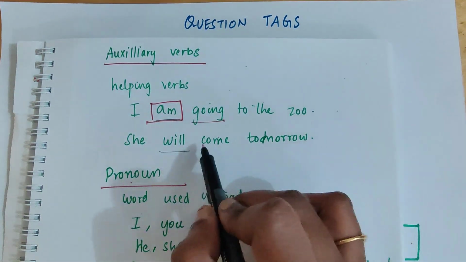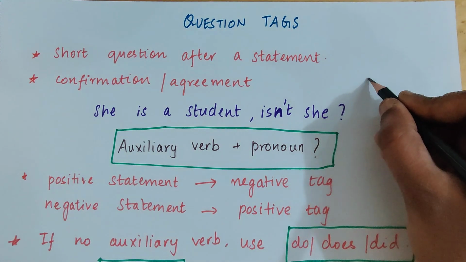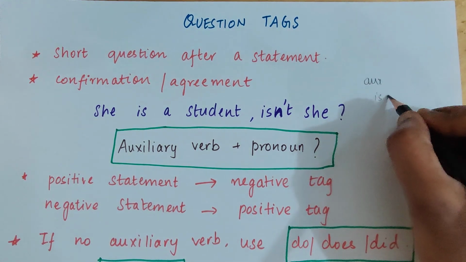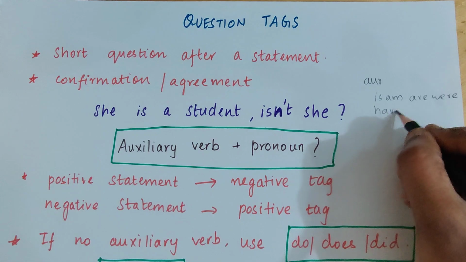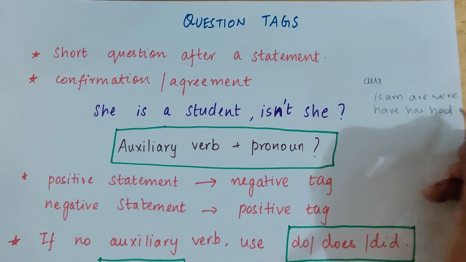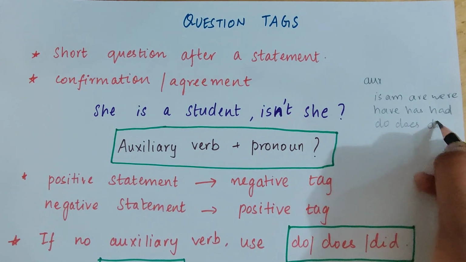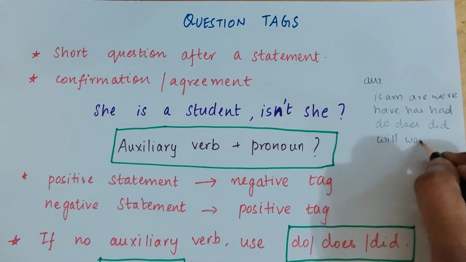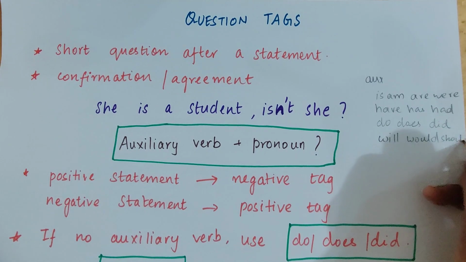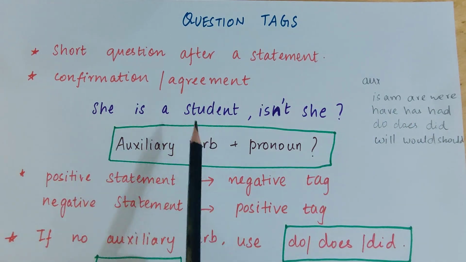She will come tomorrow. Come is the main verb and will is the auxiliary verb. So the auxiliary verbs are is, am, are, was, were, have, has, had, do, does, did. The modal verbs are also a kind of auxiliary verbs: will, would, should, etc. So the first step is to look for the auxiliary verb in the statement.